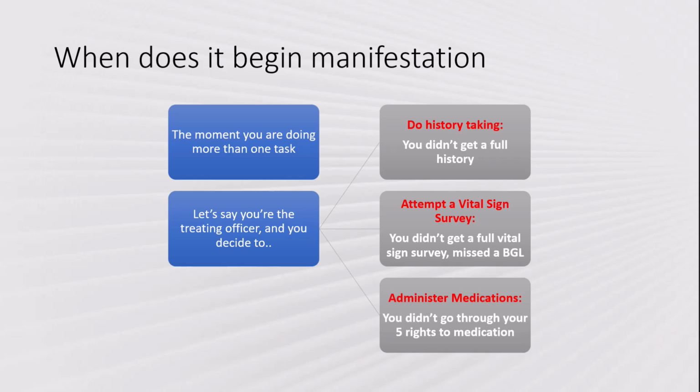It falls very well with the cognitive overload principle, is that if you're trying to do multiple things at a time, especially if it's a critically unwell patient, you won't do them very well. And some examples I will have is, let's just say you're the treating officer. If you decide to do the history taking, and you also decide to attempt to do vital signs whilst asking questions, and then halfway through all that decide, I'm going to give you a medication.